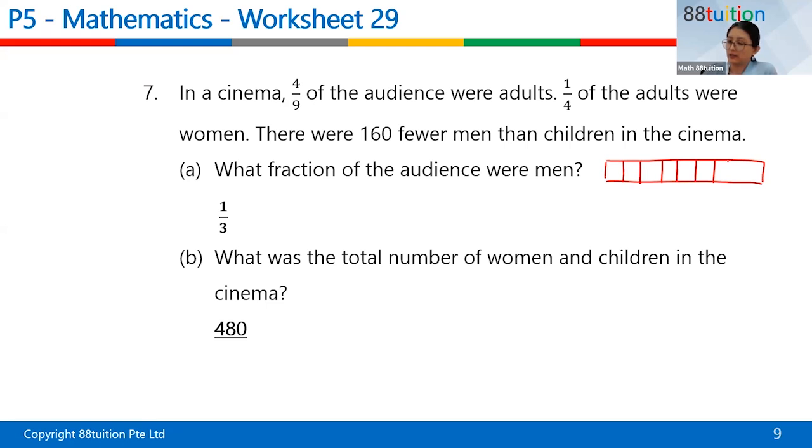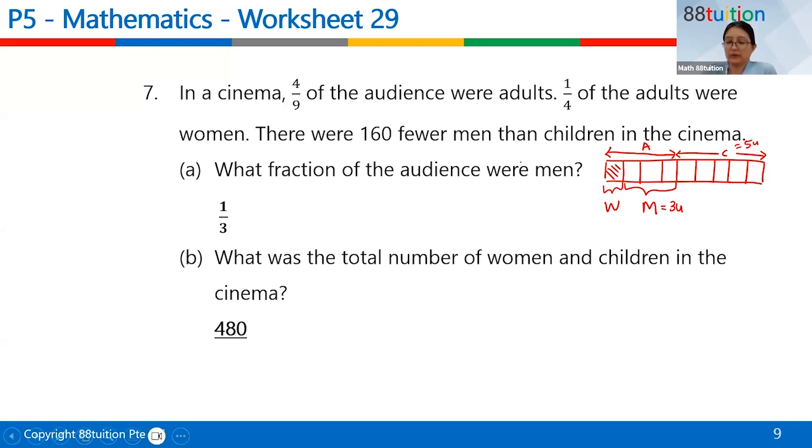3, 6, 9. 4 is adult. This is children. 1/4 of the adult. Do you see just right? Adult got 4. So 1/4 is women, which means the rest is men. Okay, so men is 3 units. Children is 1, 2, 3, 4, 5. So this is 5 units.